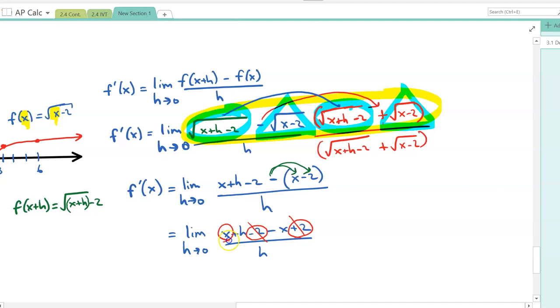Lastly, we have h on top and h on the bottom. That becomes a 1. So we have the limit as h approaches 0 of 1. And the result is 1.